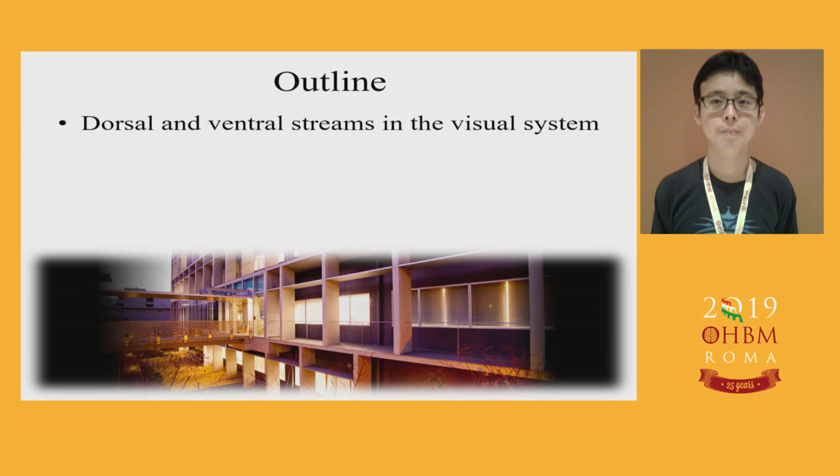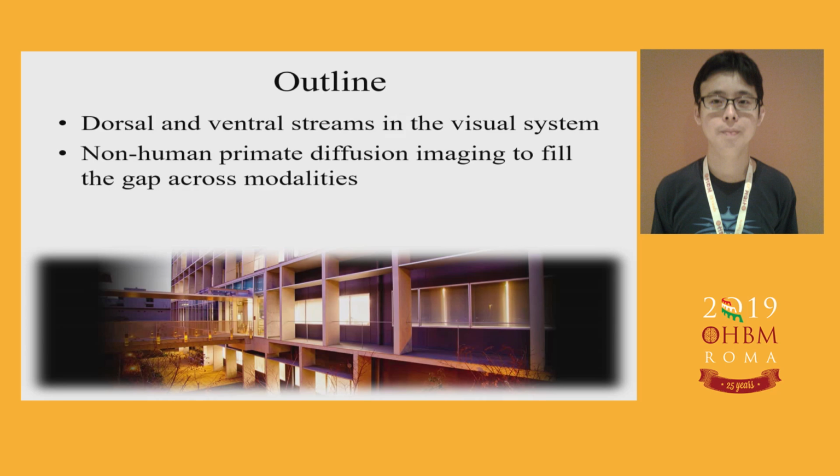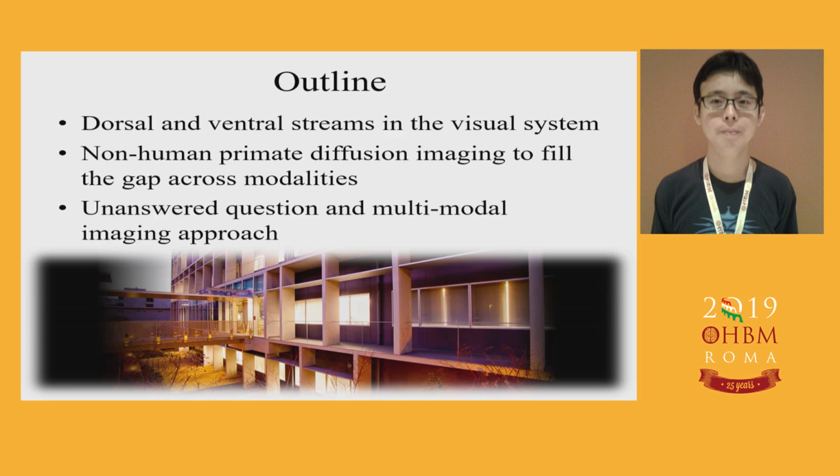First, I'm going to explain a little of what the literature says on the so-called dorsal and ventral streams in the visual system of primates. Second, I'm going to explain the approach using non-human primate diffusion imaging data to fill the gap across the modalities. Finally, I'll briefly explain the unanswered questions from the previous study, then try to explain some multi-modal imaging approaches, including high-resolution neural anatomy data.